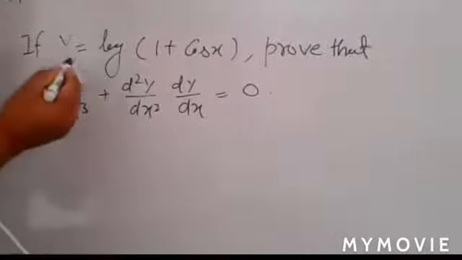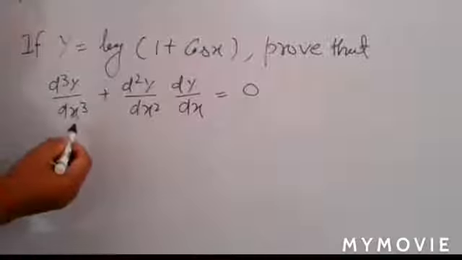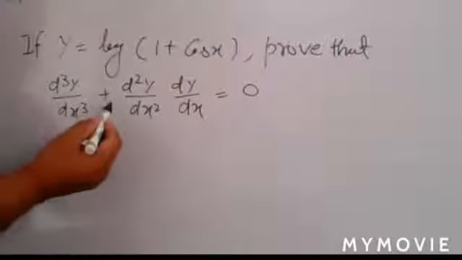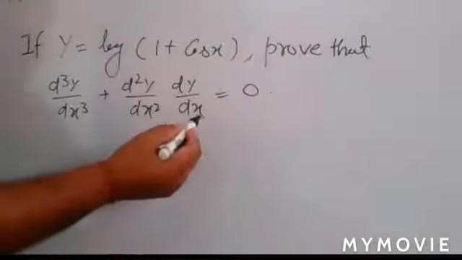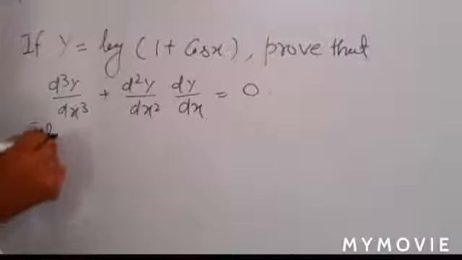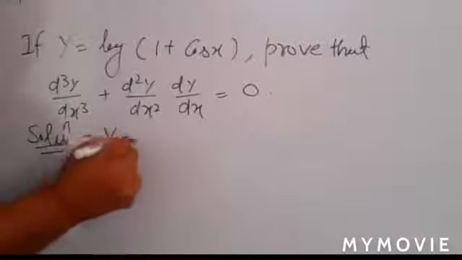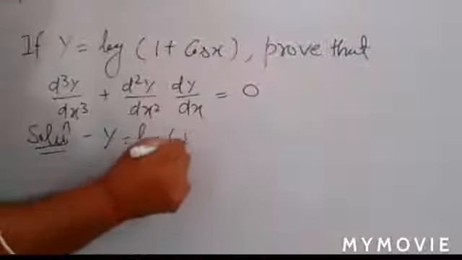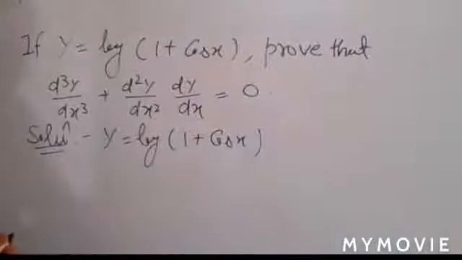So if y is equal to log of 1 plus cos x, prove that d3y by dx3, means third derivative, plus d2y by dx2 into dy by dx is equal to 0. Okay, so first you write your given equation. Y is equal to log of 1 plus cos of x. Here you have your given equation.